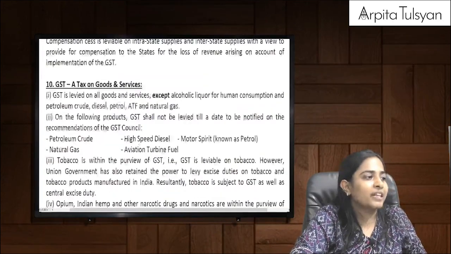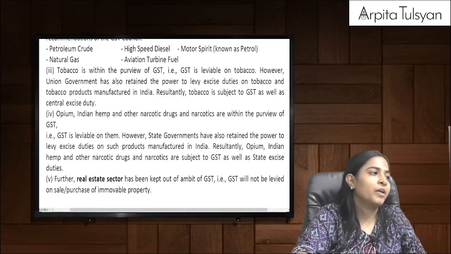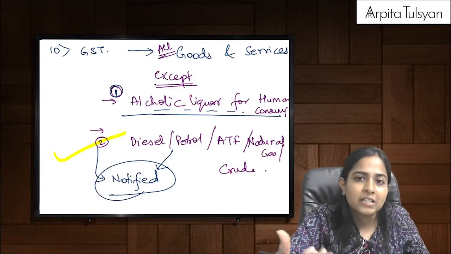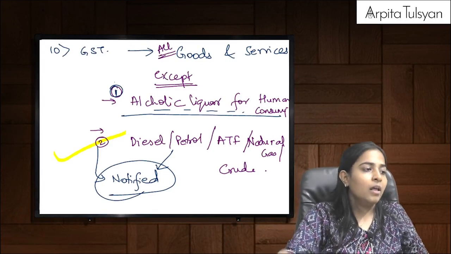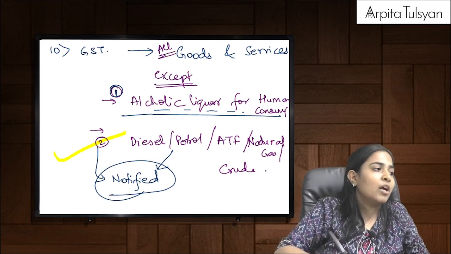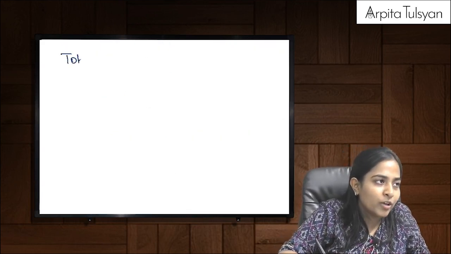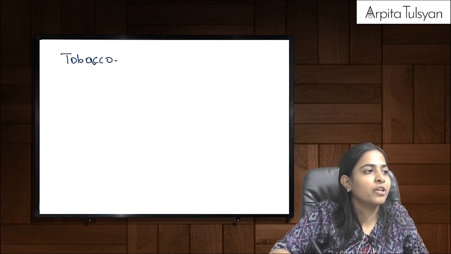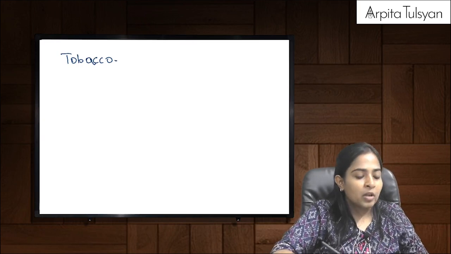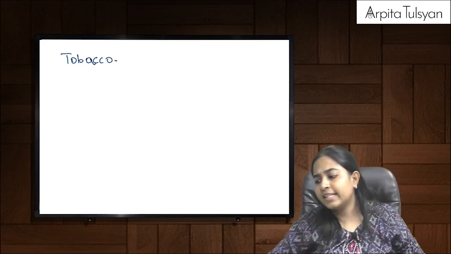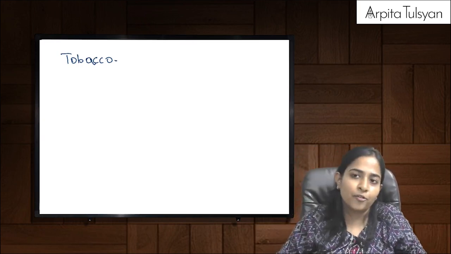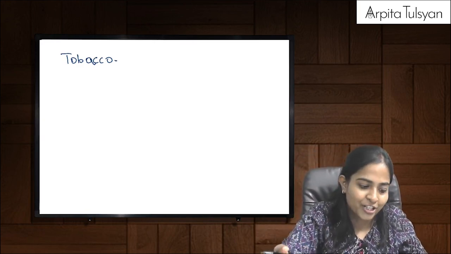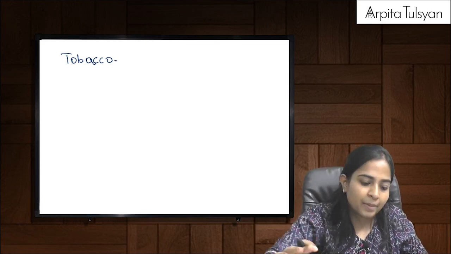What is given in the next one? Just try to understand this. Okay, next point, everyone. So these were the two things on which GST is not at all applicable. Now two more products about which I want to give you information. First is tobacco. Just try to understand. I did not say that tobacco is not under the purview of GST. Since tobacco was not on the last page, it will come under the purview of GST. GST is applicable on tobacco.